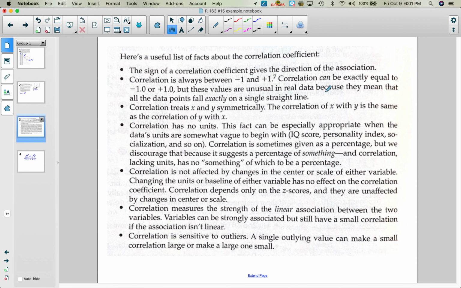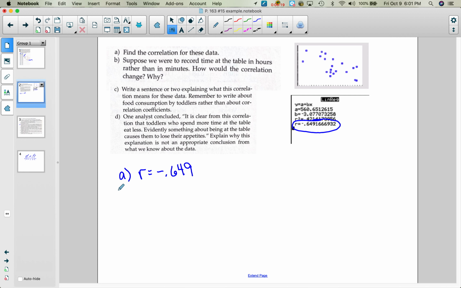Well, this was the page you were supposed to read. Hopefully you did, but I put it here on this video so you could pause it and read through. One of the things that's important to notice is correlation has no units. So it's not affected by changing the units. So it would be the same. So for part B, how would the correlation change? It would stay the same.